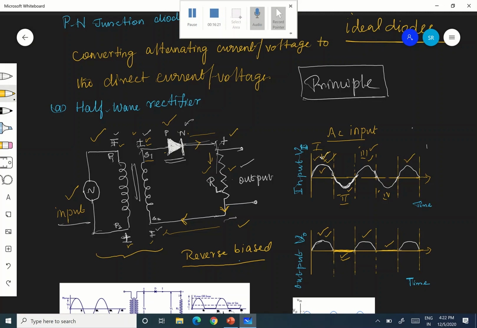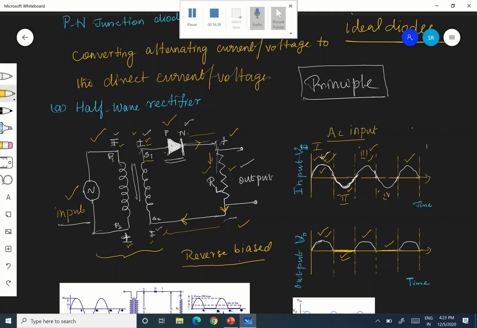Okay, that only is allowed. A negative half cycle is fully wiped out. It won't even respond to the negative half cycle. Why? Because at that time the diode is reverse biased. Therefore, this is what is called a half wave rectifier.